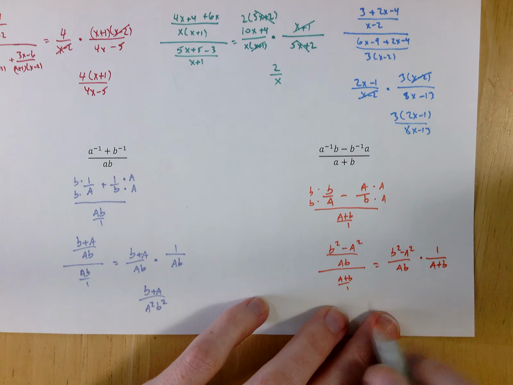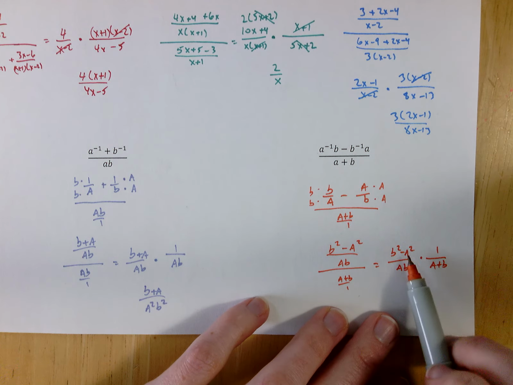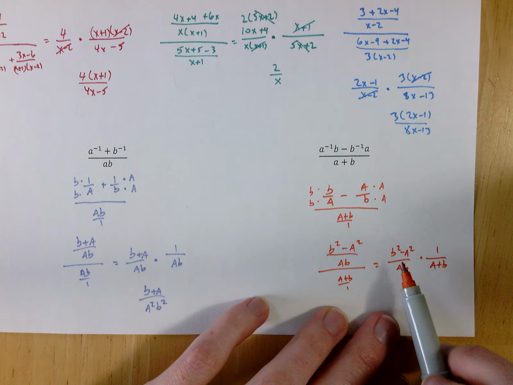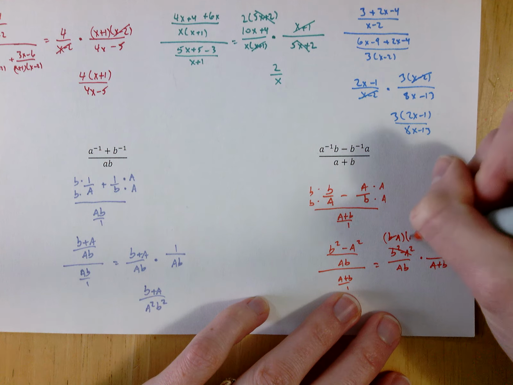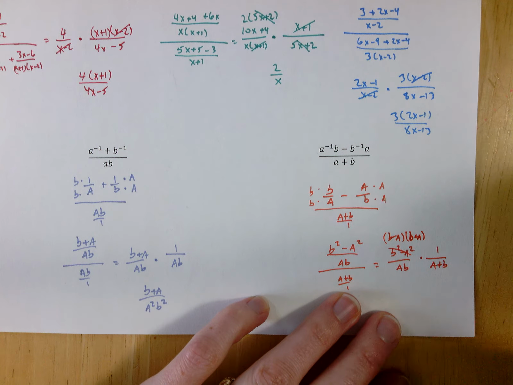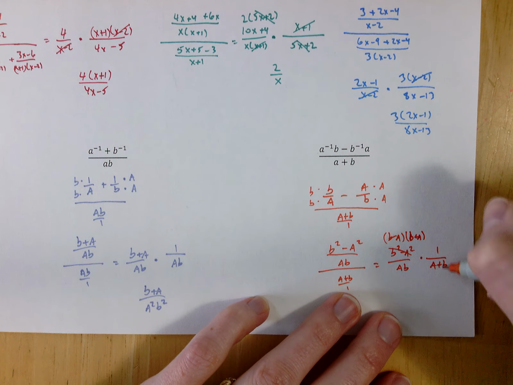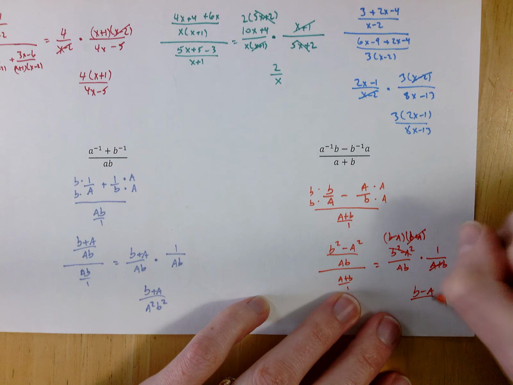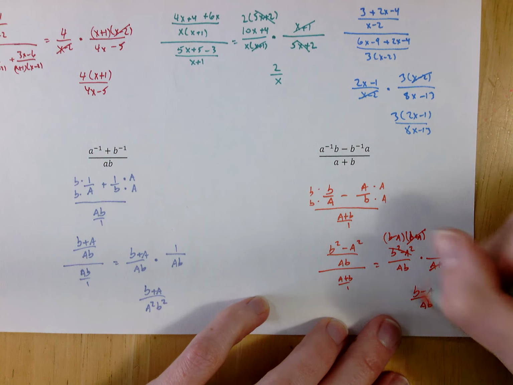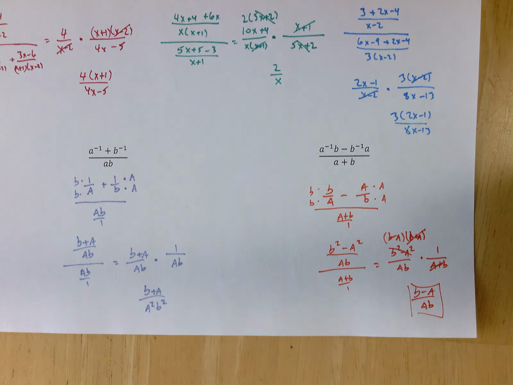And then we're almost good, but this guy, that factors, right? That's a difference of two squares. So I'm going to go ahead and factor this to b minus a times b plus a. And b plus a and a plus b, those are the same thing. Sometimes if they're backwards, you might have to pull out the negative, right? But in this case, that's the same thing, so we're all set. So I'm left with b minus a over ab as my final answer. Okay, and there you go.